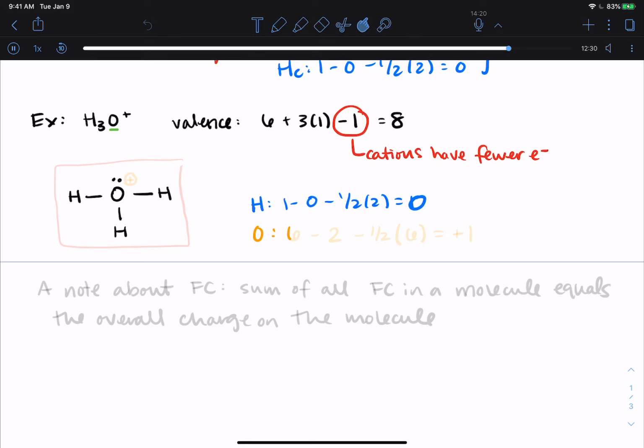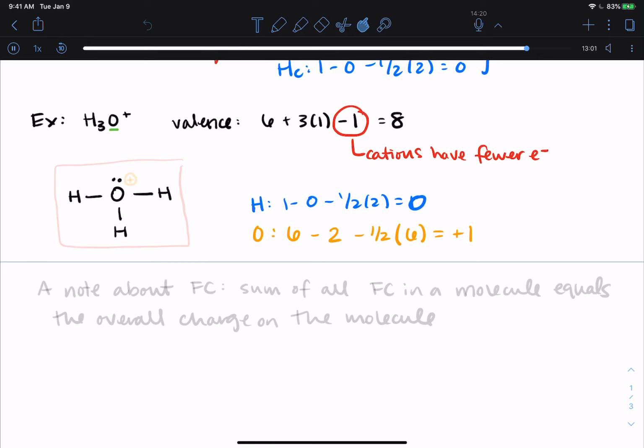Oxygen, 6 valence electrons. It has 2 lone electrons and 1/2 of 3 bonds connected to it, which is 6 electrons. 6 minus 2 minus 3. 6 minus 2 minus 3 is plus 1. Yep, okay, definitely did that right. So I finally have a non-zero formal charge. I need to put it next to that atom on my structure.